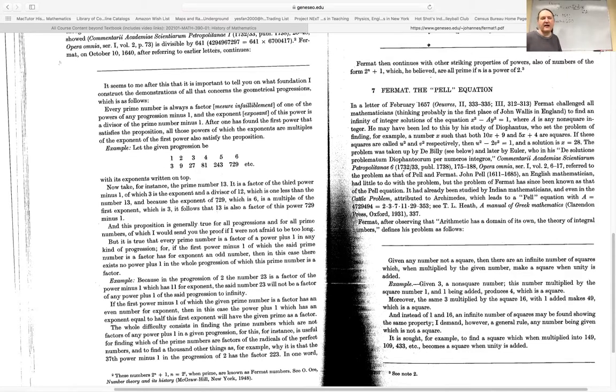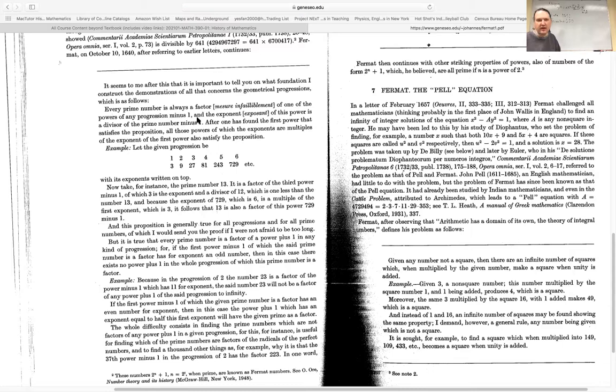So fine. So notice Fermat is, like I said, a busy man. He's busy being a lawyer and a judge and all these things. So often you will see him say things like, I would send you the proof if I were not afraid to be too long. So he doesn't often prove things, and that's just the way, I guess. So he says here, every prime number is always a factor of one of the powers of any progression minus one.